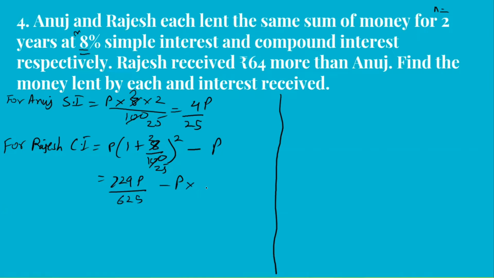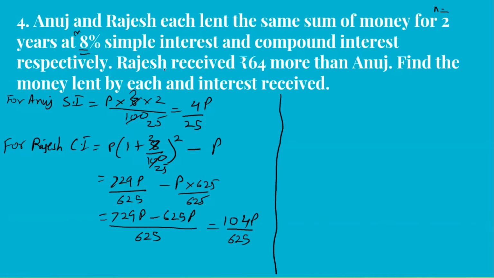So take LCM. We have to multiply by 625 and divide by 625 here. So we get 729P minus 625P upon 625. Subtract: 9 minus 5 is 4, 2 minus 2 is 0, 7 minus 6 is 1. So we get 104P upon 625 is the compound interest for Rajesh.